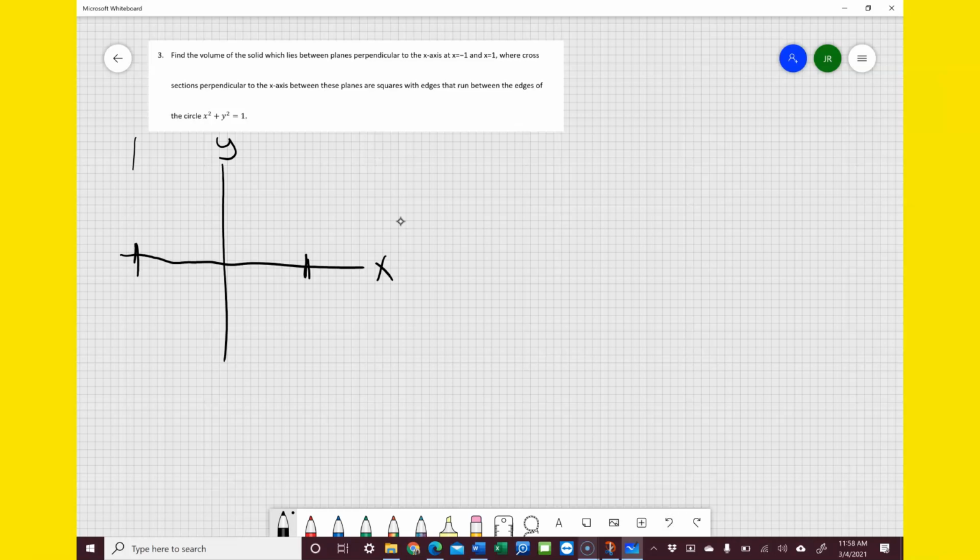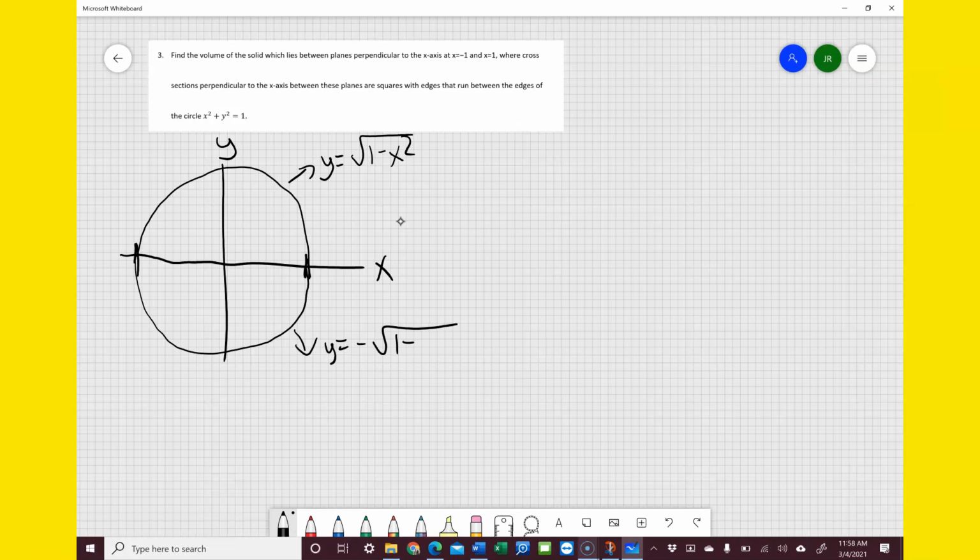And also at the +1. So it's anything between those planes, where cross sections perpendicular to the x-axis between these planes are squares with edges that run between the edges of this circle. And I know that circle looks like this, where this top half of the circle is y equals the square root of 1 minus x squared, and this one is y equals negative square root of 1 minus x squared.